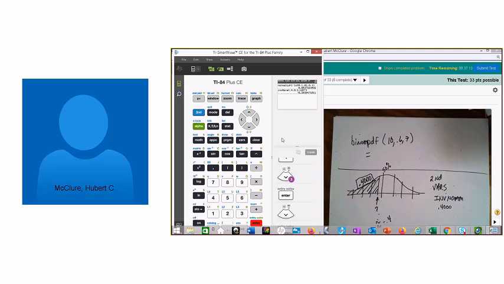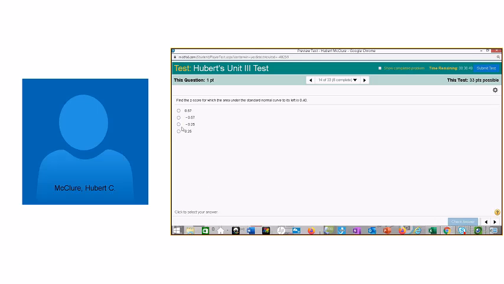Remember, the empirical rule is a rule of thumb. It's an estimate. It's not anything in concrete. So I got negative 0.4, but the actual answer is negative 0.25. And remember, z-scores are to the second decimal point. So negative 0.25.